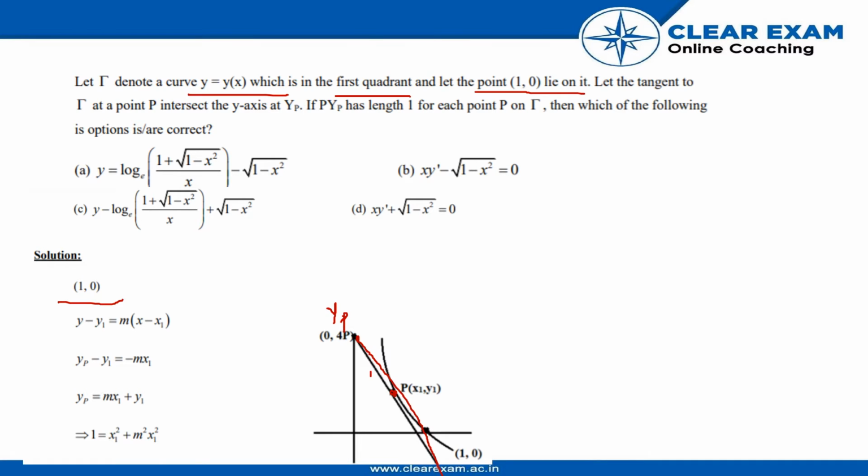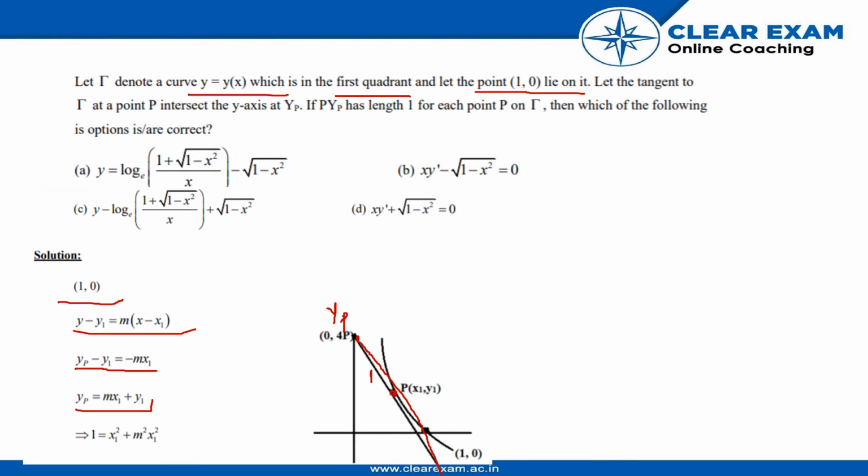And now we know that the equation of the tangent would look something like this, right? So let's substitute y as y_P. Now y_P minus y_1 is equal to minus m x_1. So from here we get y_P is equal to m x_1 plus y_1. Now we've been given the distance between Y_P and P as 1. So let's put it in the formula.